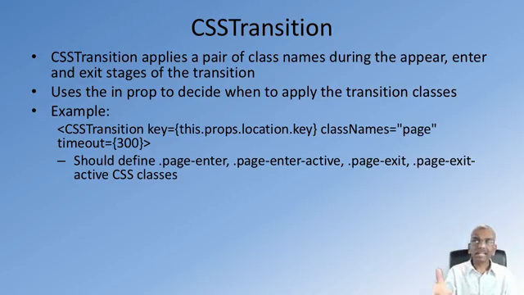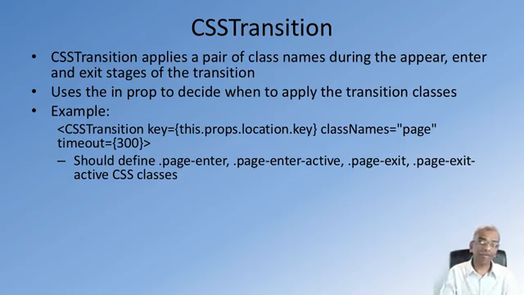Now, the class names, again, note it is not class name as we have been using so far. The CSS transition has a property by name class names, and the class names takes a value there. So for example, in this example, we give a class names as page. What this means is that it will take 4 CSS classes, which you will define in your CSS file. The 4 classes would be page enter active, page exit, and page exit active.